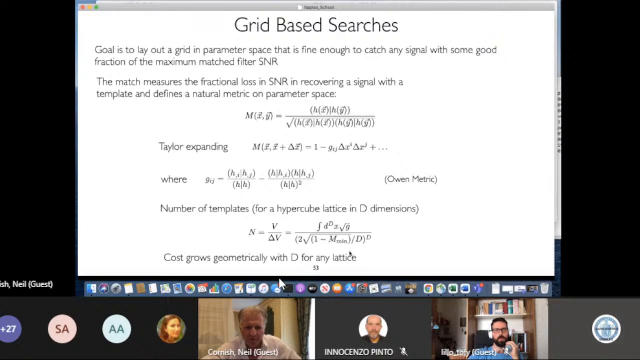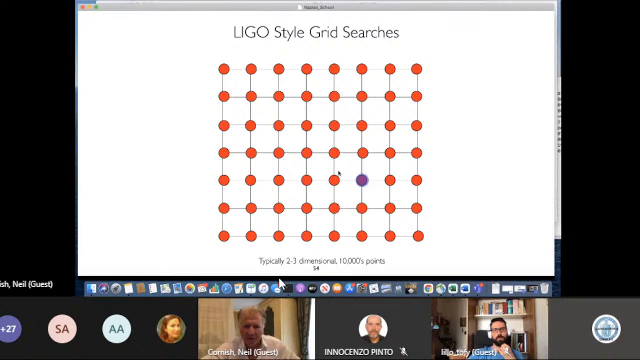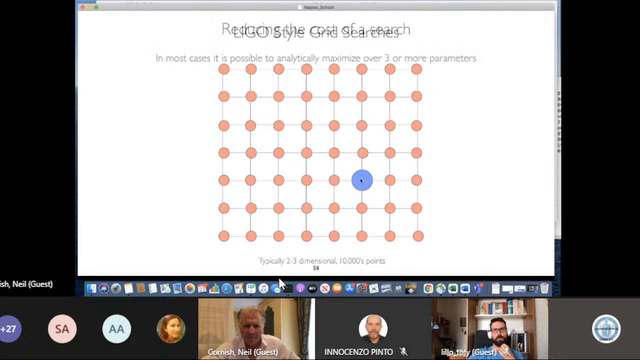In the case of LIGO and Virgo, we use various tricks to maximize over a bunch of the parameters. And then the idea is that you just search over this grid. This is just a two-dimensional grid, and then pick out the point that has the highest response or the largest value, and you do this for each. So I'm going to probably skip a bit of this.